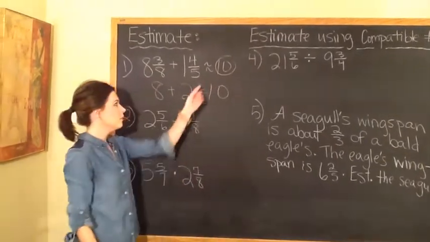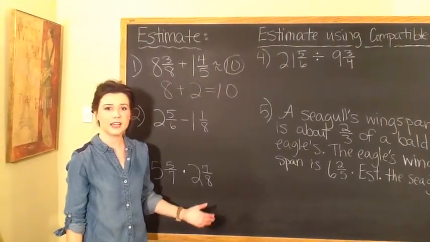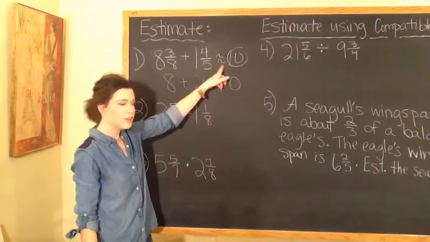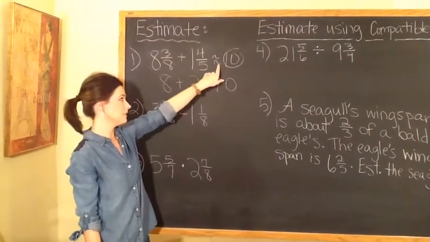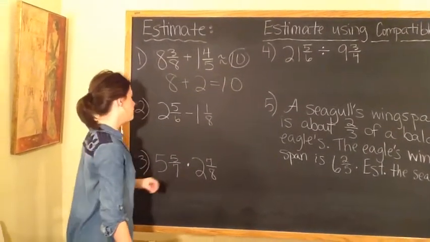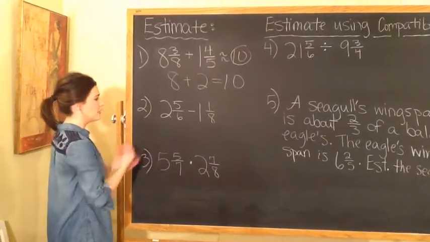Anytime you see this symbol, it's basically just saying, I know this isn't the exact answer, it's something close. So this is the exact answer, this is not quite. So let's go ahead and estimate this second problem.